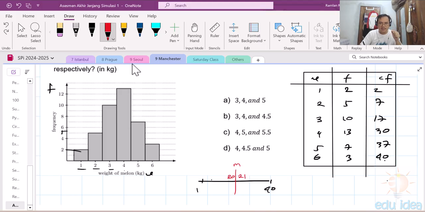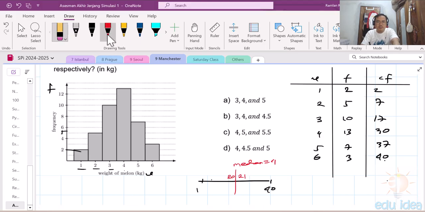Okay, so the 20th data, we know that it's in here, because this here is data number 18 until the 30th data, because this is data number 17, meaning that the next data is data number 18, right? So data number 18 until number 30 is here, which is 4. And the 20th and the 21st data both of them are in that class, so the median is just 4. Okay, so that is the median. This equals 4.